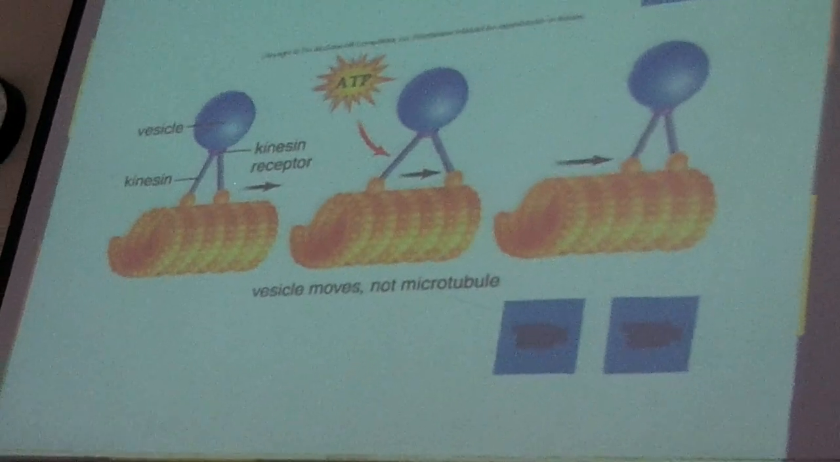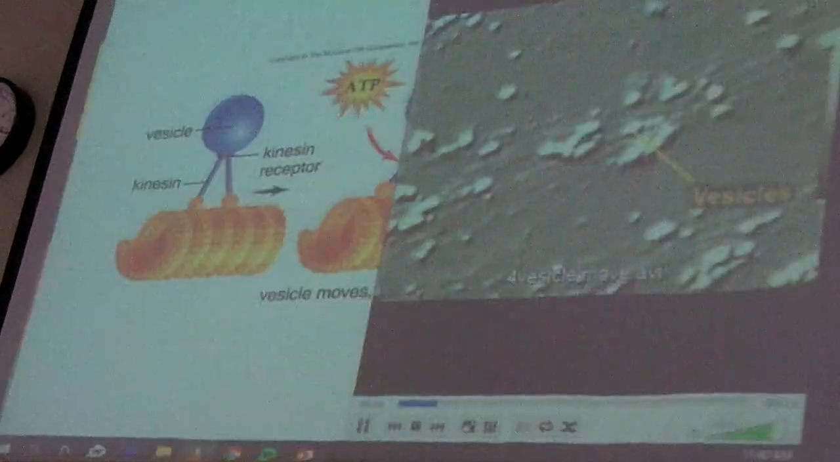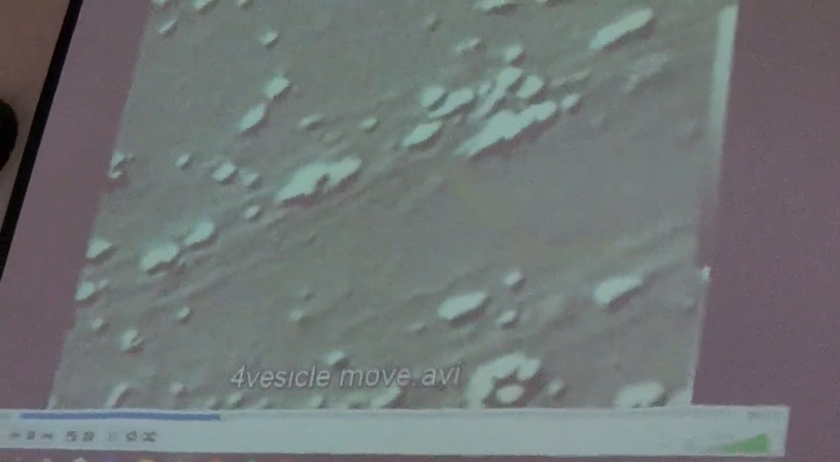More video footage. Motor proteins too tiny to see are carried in vesicles, the small spheres, along microtubules, the tracts.